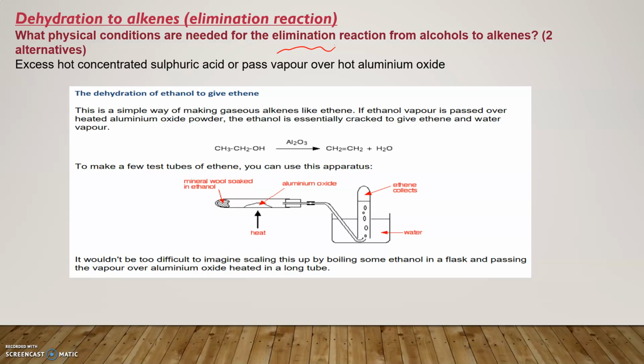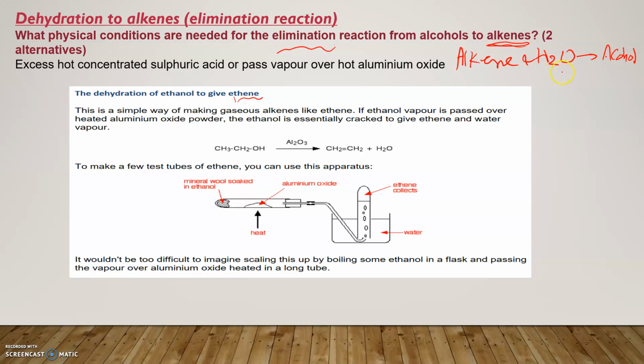If you remove the water from the alcohol, it turns to alkene. Dehydration of ethanol actually gives ethene. Remember when we studied alkenes, we said when we react alkenes with water, it gives alcohols. So this reaction is the opposite of that. Instead of adding water, you're removing water from the alcohol and turning it back to alkene. Remember, we said alkene plus H2O gives alcohol.